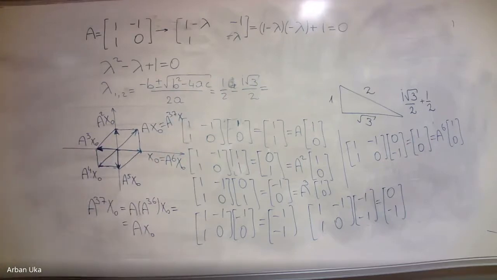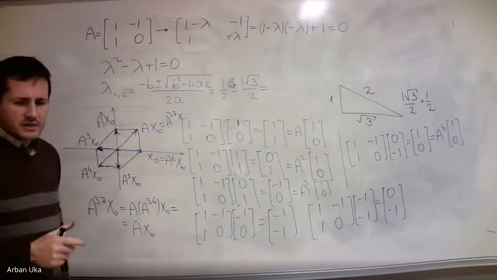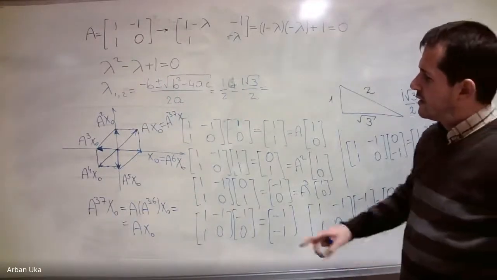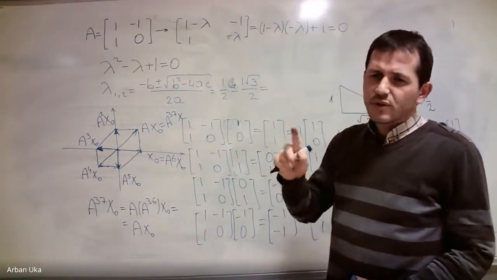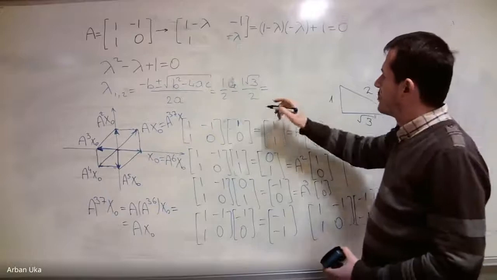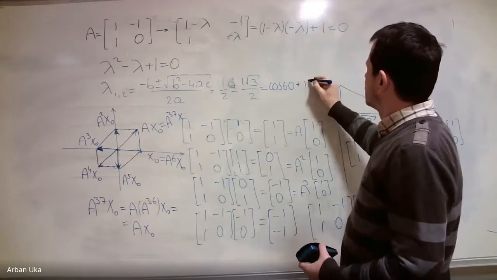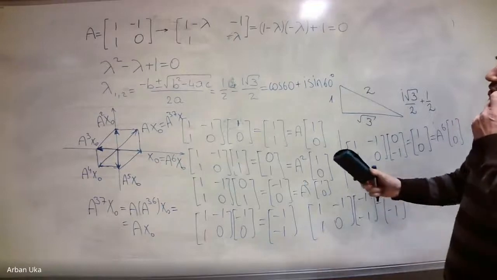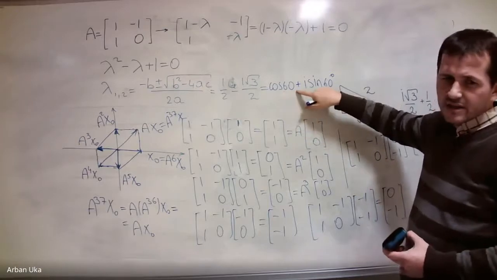Now, what do we observe here? We see that we do 6 different rotations, right? So on average, if with 6 rotations we cover 360 degrees, what is the average angle? That's right, it's 60, right? So 60 is equal to cosine of 60 degrees plus i times sine of 60 degrees. So the eigenvalues of this specific matrix represent a rotation by 60 degrees.